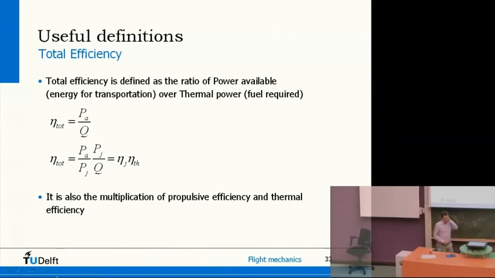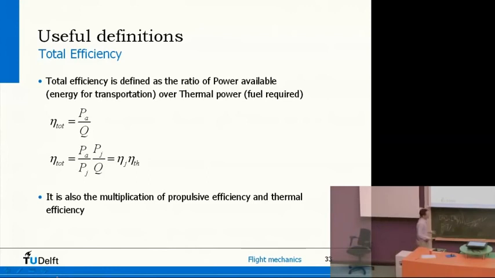But now let's have a look at efficiency. I'm going to define total efficiency as power available divided by thermal power. Because power available is that power related from flying from A to B, and Q, thermal power, is basically the amount of fuel you need. So this total efficiency just tells you, if I go from A to B, I need a certain amount of fuel, and it tells you how efficiently you transfer the fuel into transportation.